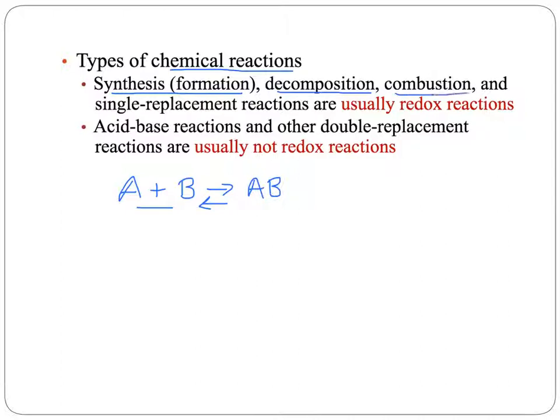Then we have combustion reactions, where you start with something that contains carbon and hydrogen to some amount. We'll start simply with methane, and you add oxygen to that, and you end up with carbon dioxide and water as products in a complete combustion reaction, or some carbon monoxide as well in an incomplete combustion reaction. And then there are single replacement reactions.